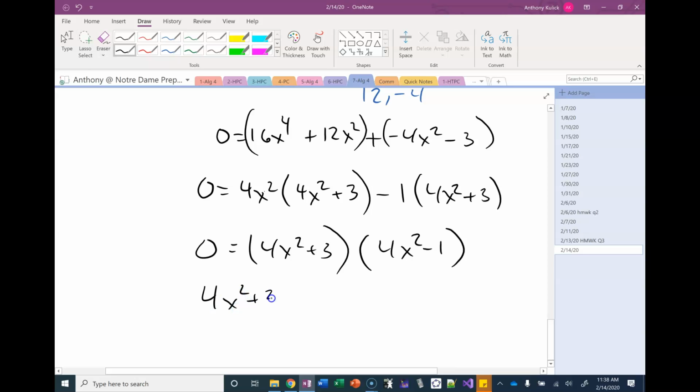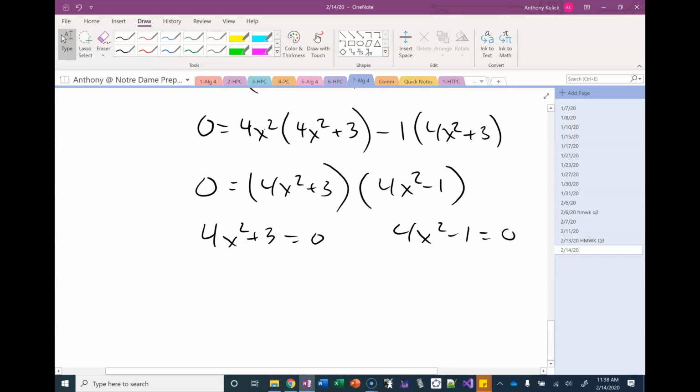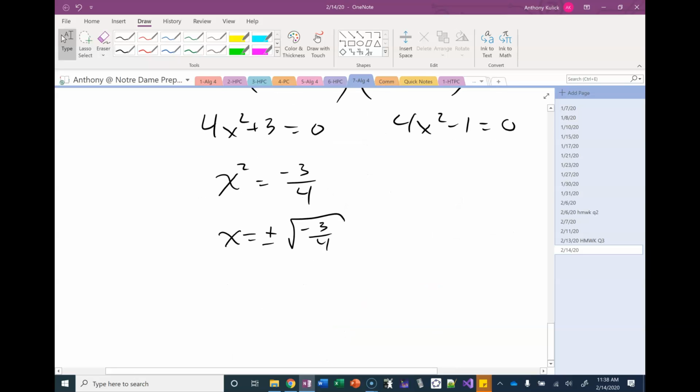And now I can set each of these equal to 0 and solve them separately. To solve each one of these quadratics, I would solve them directly because I just have x squareds. I don't have any x's, so I can just go at it directly. So the first one, I'll subtract 3 and then divide by 4. And when I square root both sides, I get plus or minus the square root of negative 3/4. When I'm square rooting a negative, what does that create? It creates an imaginary. We're not worried about those in this situation. Since this is non-real, we're just going to discard it.